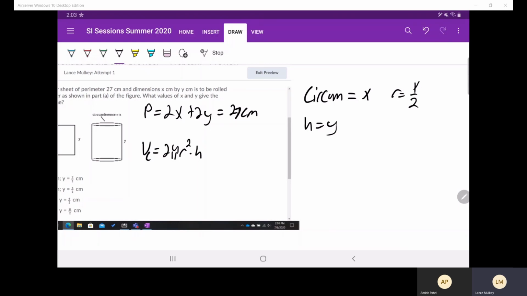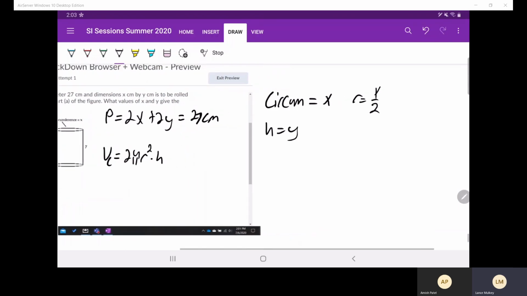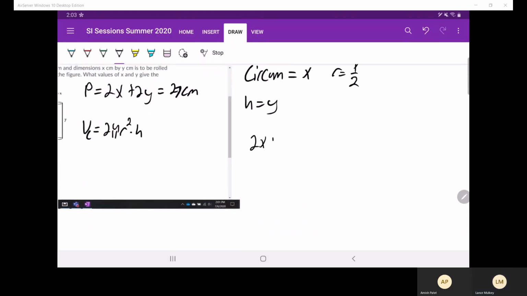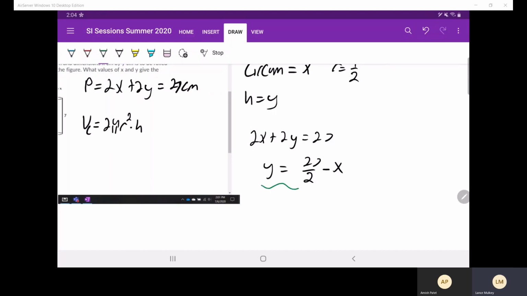To do that, we need to solve. So we have this equation right here. So I think I'm going to solve for h. Yeah, or for y. So y equals 27 over 2 minus x. So if you divide by 2 and then subtract x, this is what you get. This is your first equation. So you can plug in, and that also equals h.